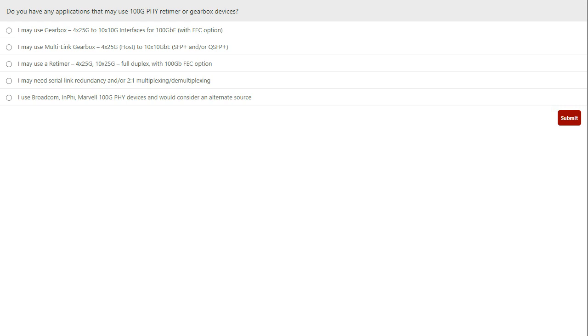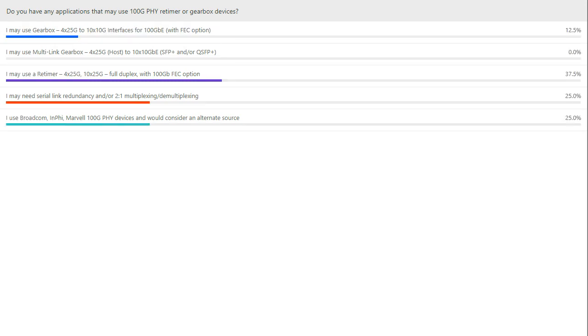Let's go ahead and take a look at our results. It looks like about 12.5% said I may use gearbox for the 100 gigabit Ethernet with FEC option. I may use multi-link, no one selected that. And I may use retimer was about 37.5%. I may need serial link was 25%, and I use Broadcom was also 25%. So Scott, your thoughts on our final polling question before we have you wrap it up.